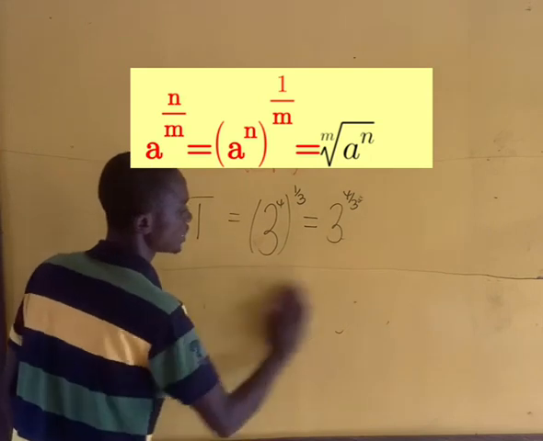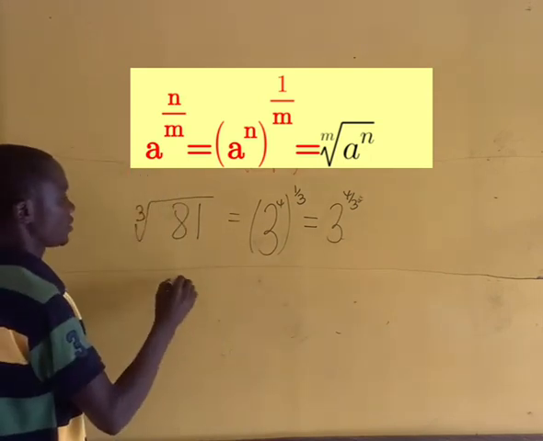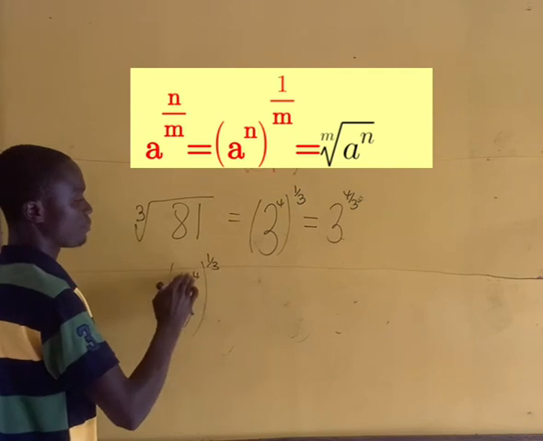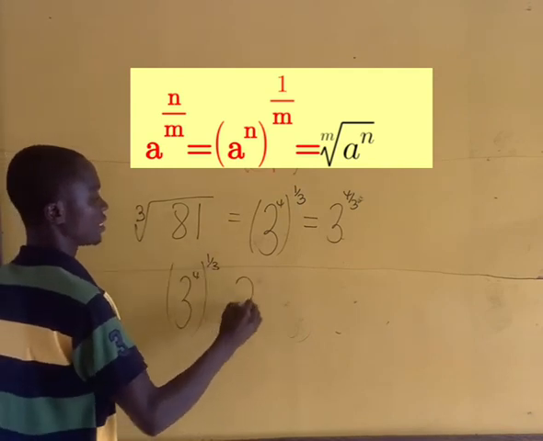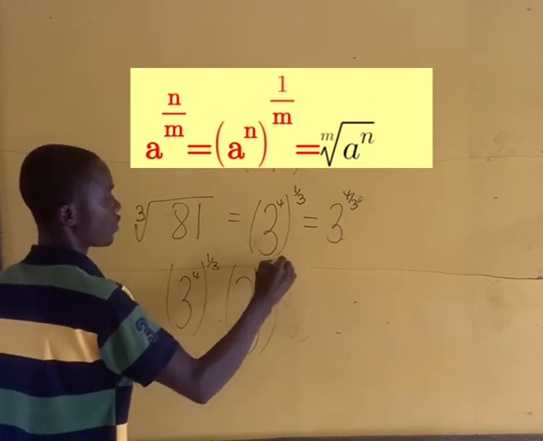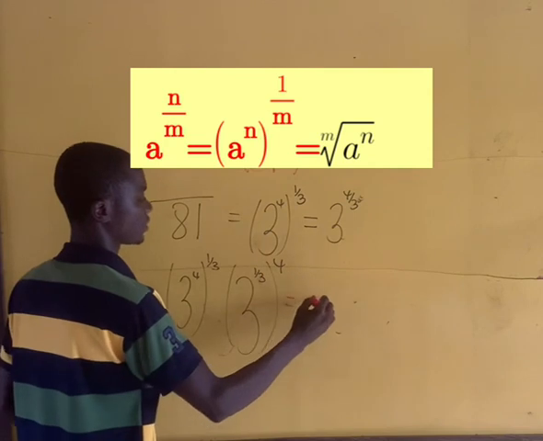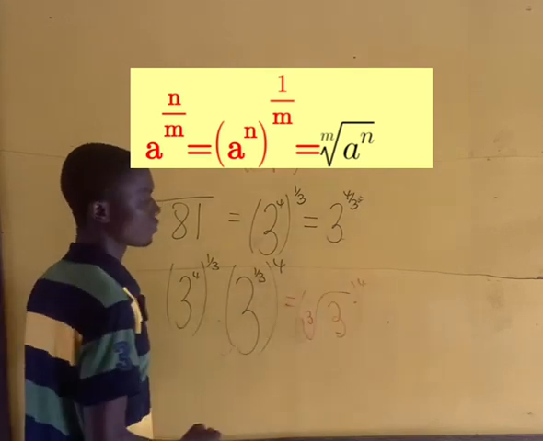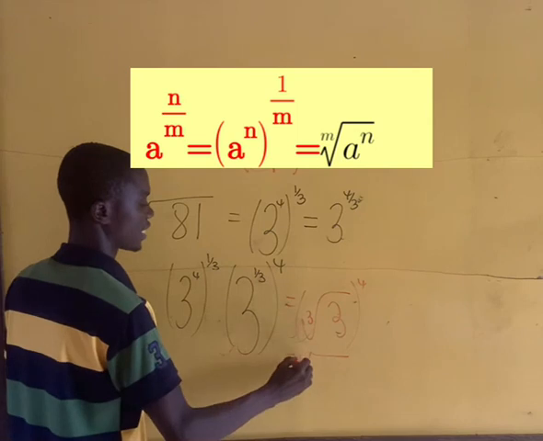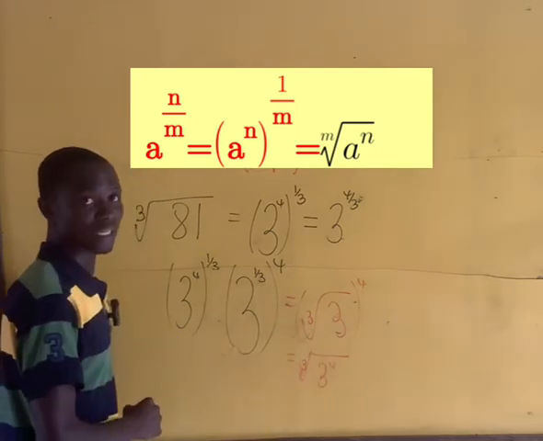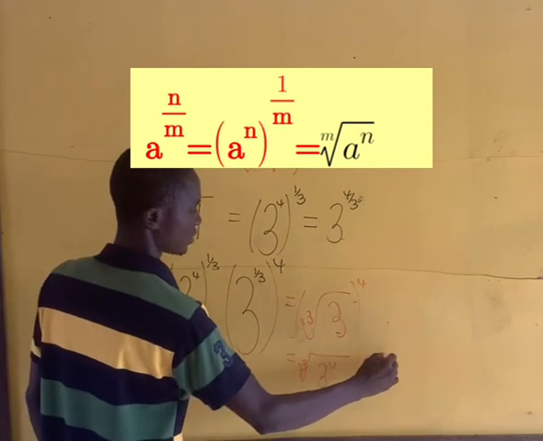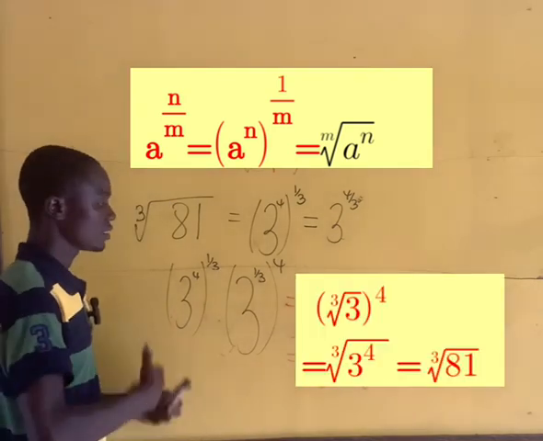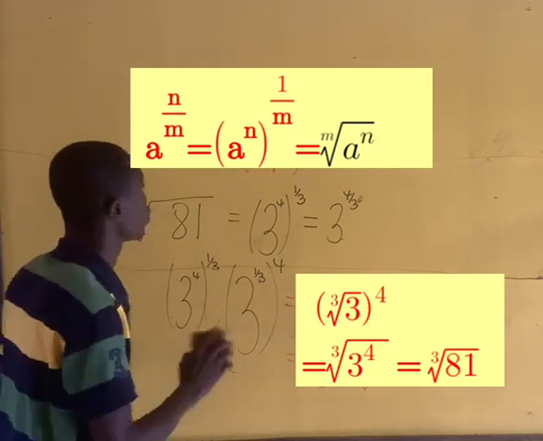Now, we can also do it in this way. You see that we have 3 exponent 4, exponent 1 out of 3. So we can interchange the powers since we multiply. So we can write it as 3 power 1 out of 3 power 4. This one is also possible, which will give us the cube root of 3 power 4. And this is the cube root of 3, then you bring the 4 here. And this will give us the cube root of 81, the same way. Wow, depending on how fast you want to go. Okay, so we've also seen that property.